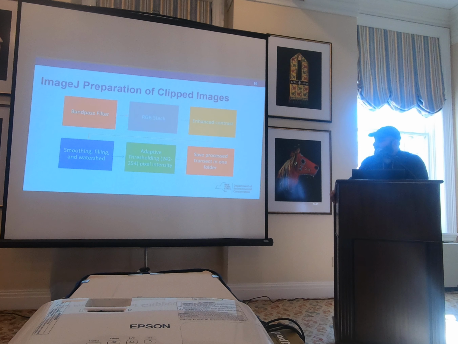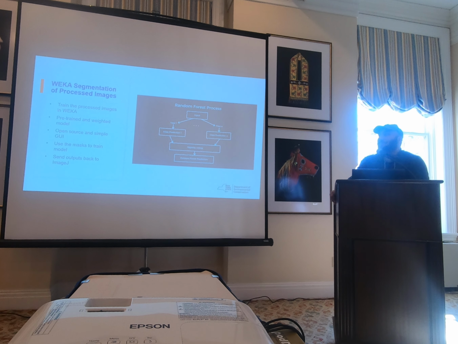In every RGB image, the pixels are assigned a value 0 to 255. 0 is black, 255 is white. Since sturgeon are bright, I had to find their adaptive threshold, which is the value 242 to 254. These processed images were saved and then uploaded into another open source program called Weka.